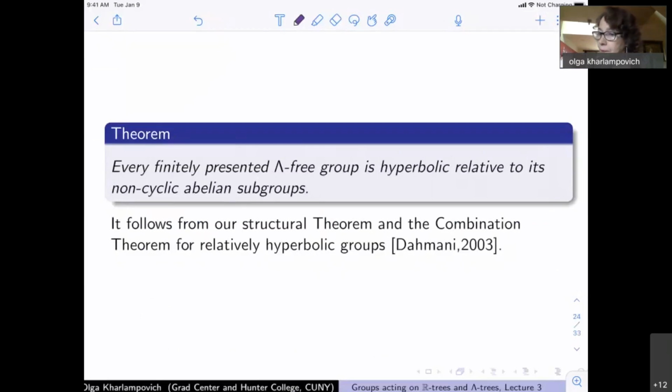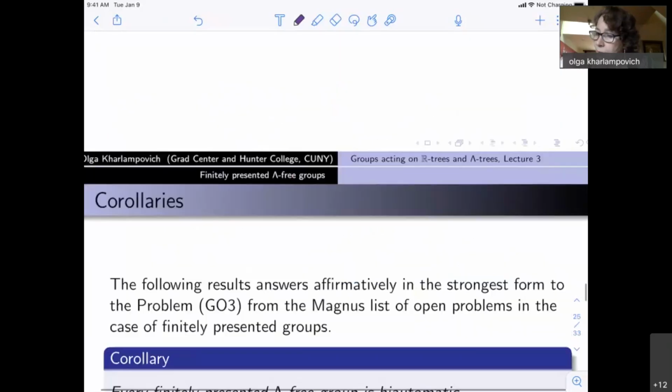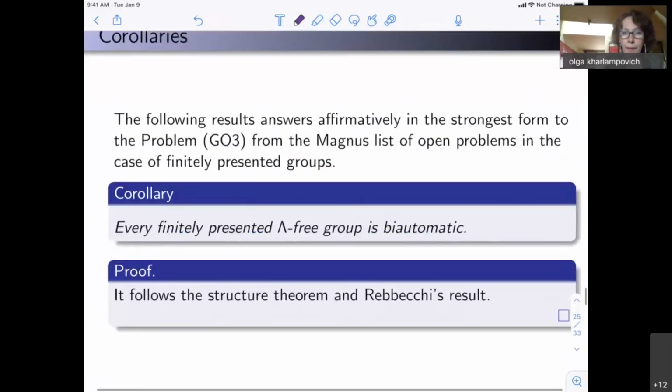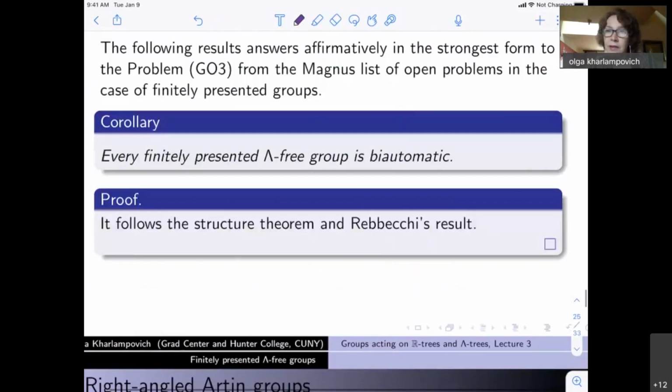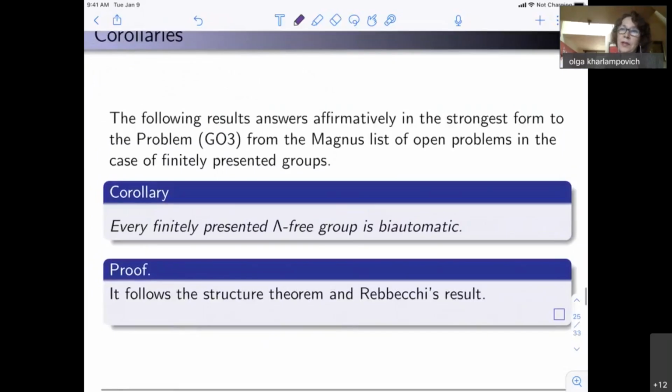Also, every finitely presented Lambda-free group is biautomatic. I probably won't talk about right-angled Artin groups, but it is embeddable into one, it's virtually special. There is a big topic there, and I don't have enough time to talk about this.